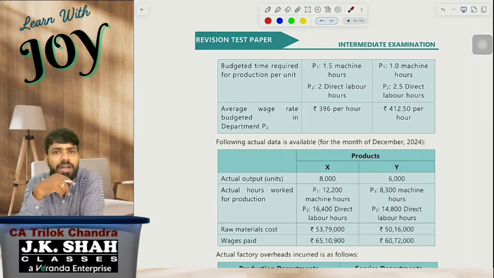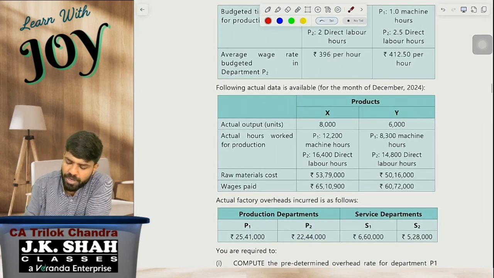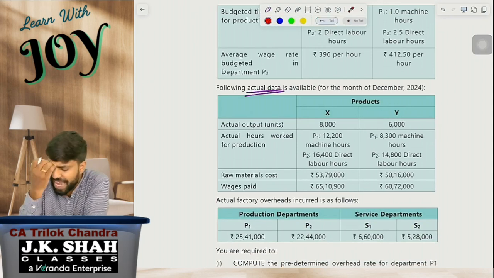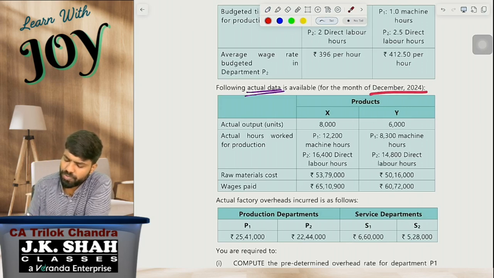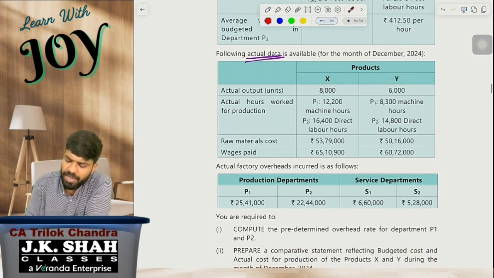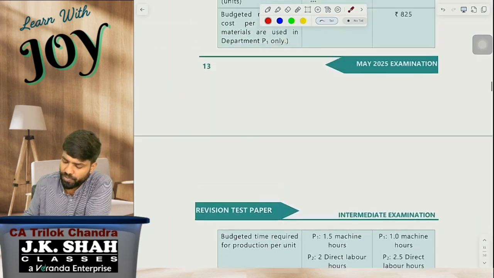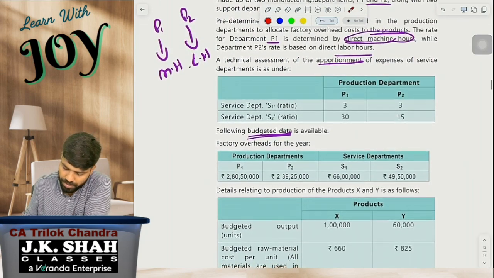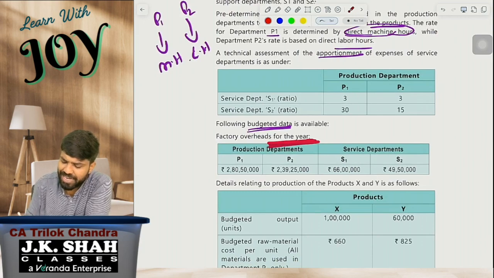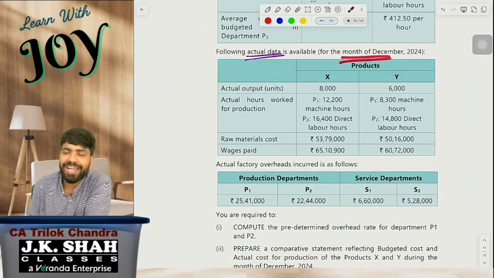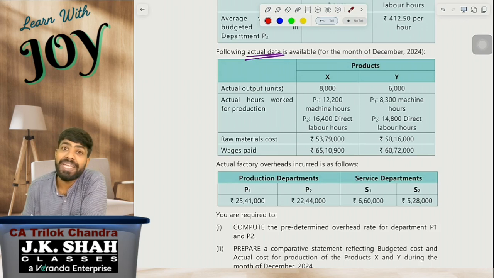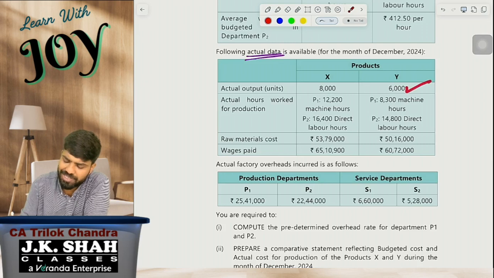Are you understanding? All of you? Okay, next. Following actual data is available for the month of December 2024. Product X, 8,000 units, product Y, 6,000 units. Be careful. Actual is in terms of month, budget is in terms of year. In one month, X is producing 8,000 units and product Y 6,000 units.